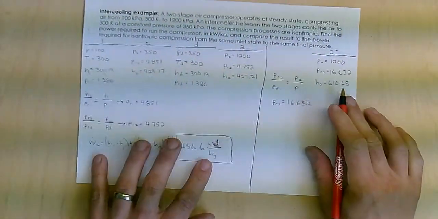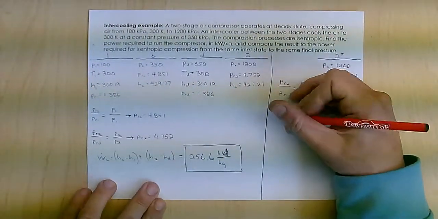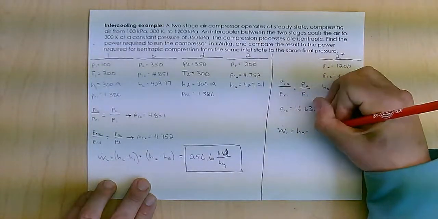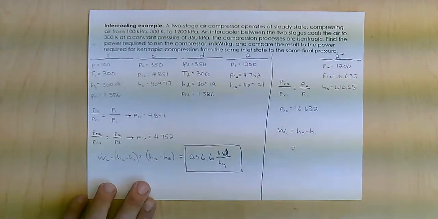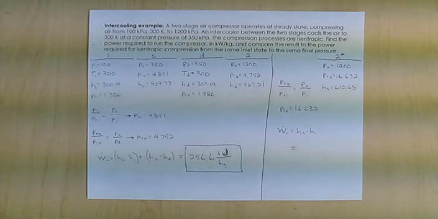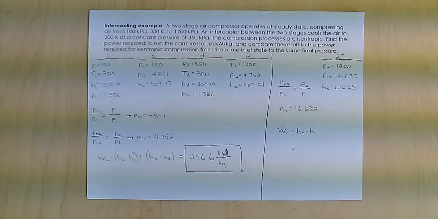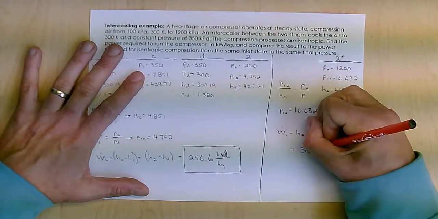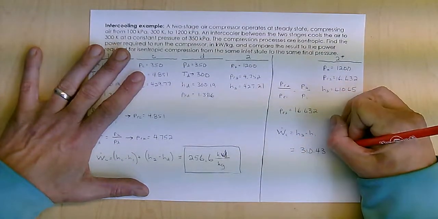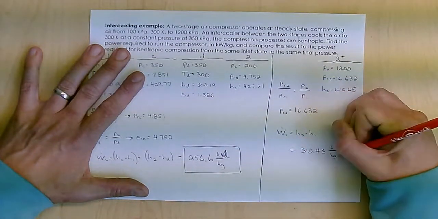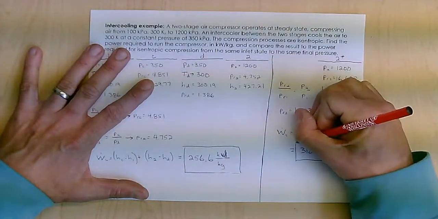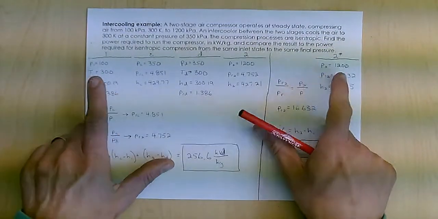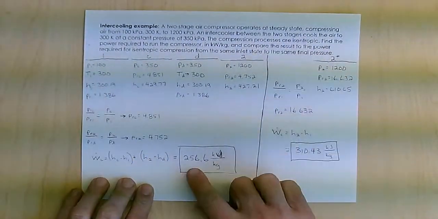So the work of this compressor without the intercooling just goes H2 minus H1, which equals 610.65 minus 300.19, and I actually get 310.43 kilojoules per kilogram.